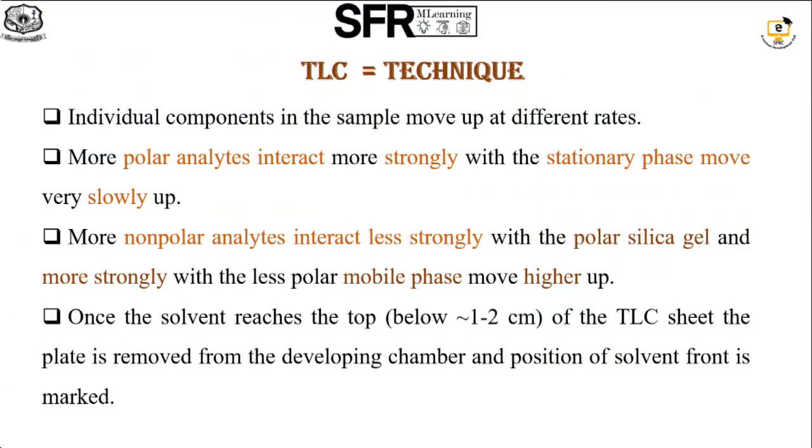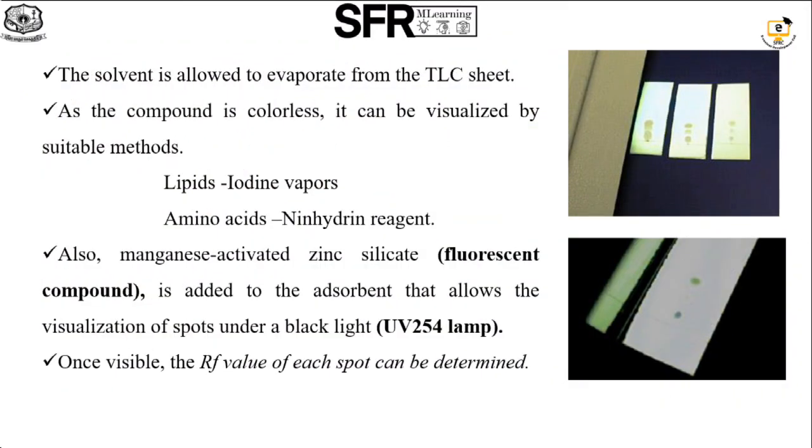Next, the individual components in the sample move up at different rates. Polar analytes interact more strongly with the stationary phase and move very slowly. Non-polar analytes interact less strongly with the polar silica gel and more strongly with the less polar mobile phase, so they move higher up. Once the solvent reaches 1 or 2 centimeters from the top, the TLC plate is removed from the developing chamber and the solvent front position is marked. This picture shows the plate after completing the TLC technique.